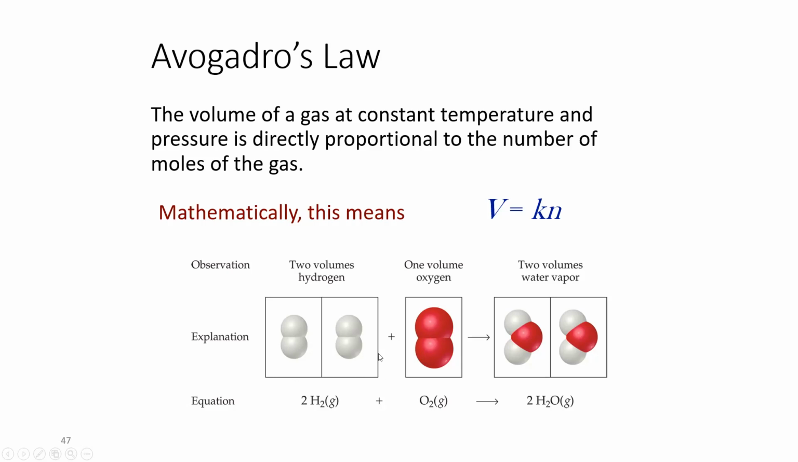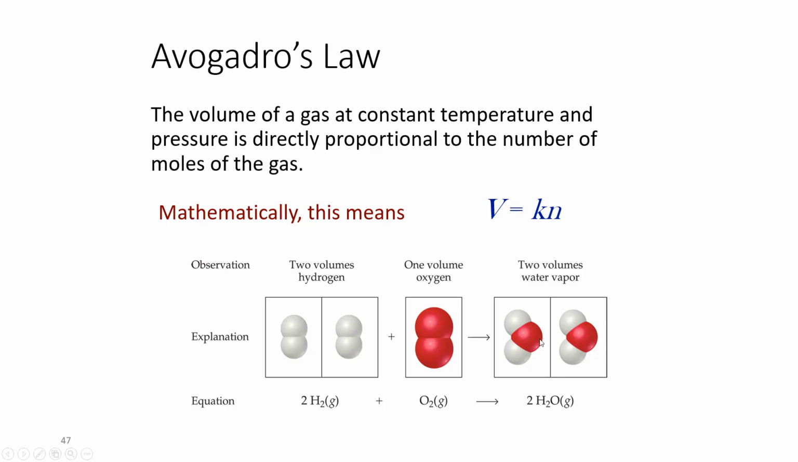So if we had these two samples separate initially, in separate reaction vessels but at the same temperature and pressure, the hydrogen, since it has twice as many moles, is going to occupy twice the amount of space. But what's unique is when we combine them, if we don't change the pressure or temperature, the volume of this water vapor would be the exact same volume as the hydrogen, even though we're also now adding in the oxygen.